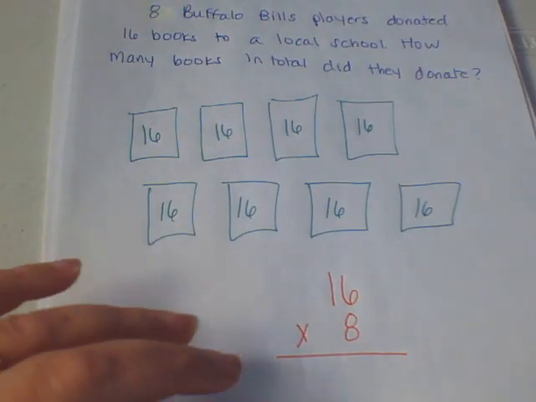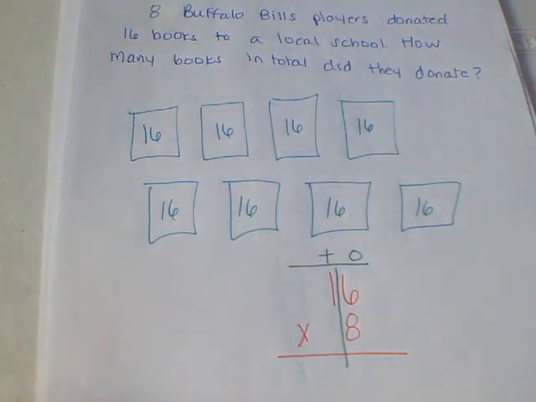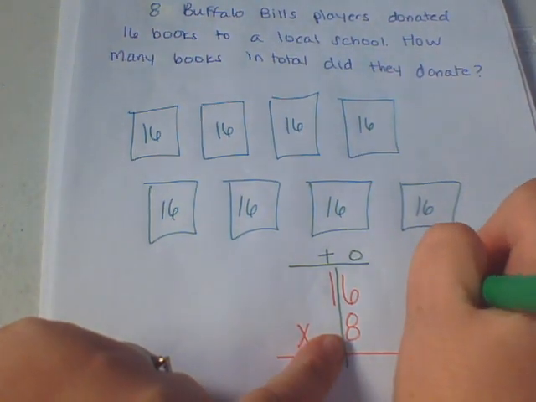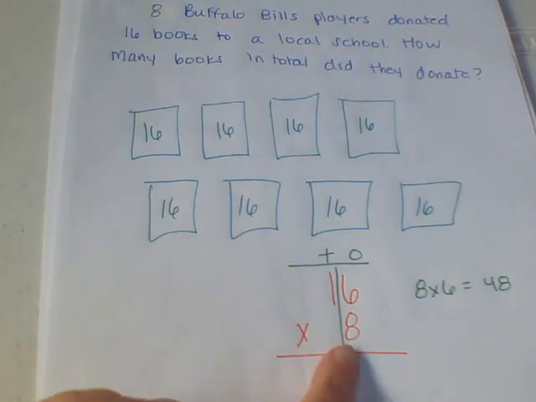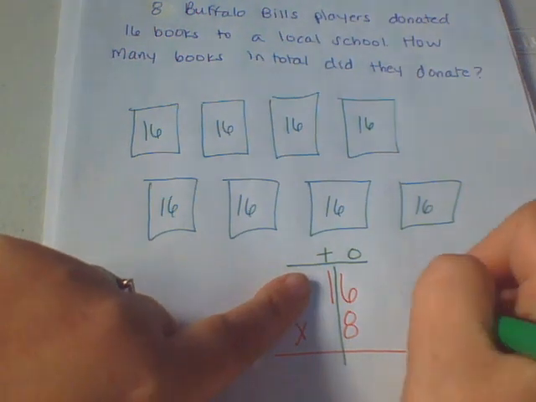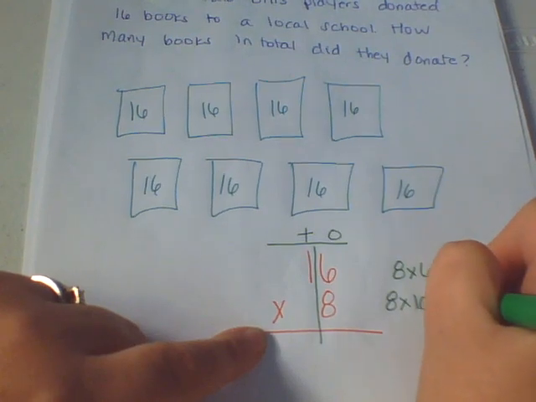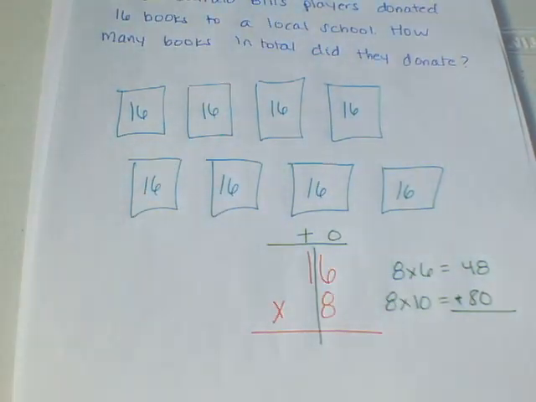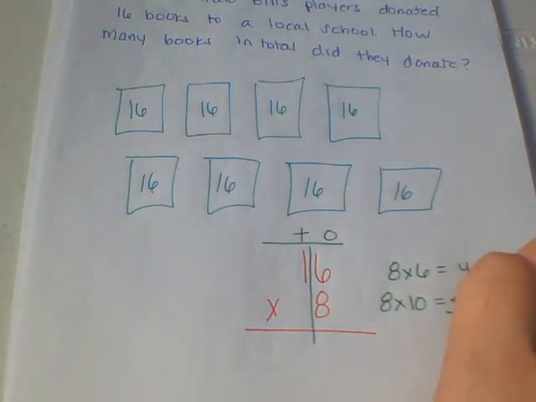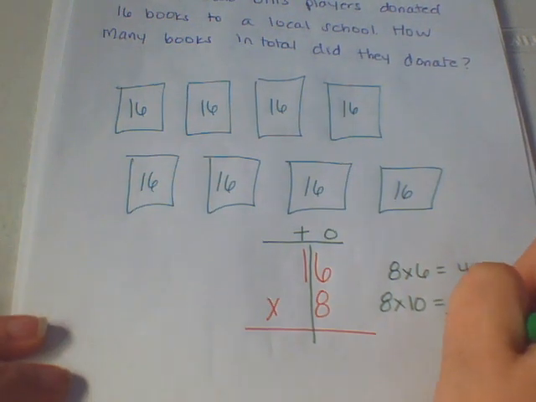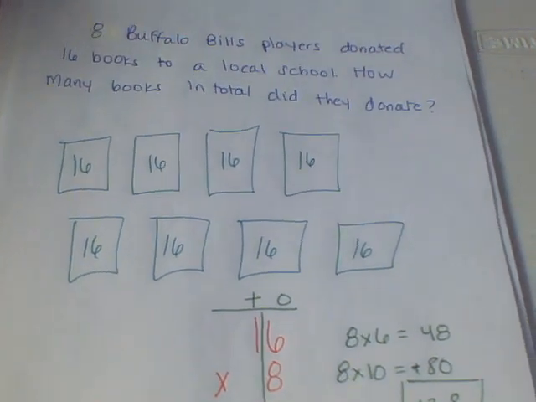Okay? And remember, you can go ahead and split up your place values, 1s and 10s. You have 8 times 6 ones. 6 times 8 is 48. Then you have 8 times 10 because you have 1 ten. And 8 times 10 is 80. Then you're going to take both of these numbers here and you're going to add them up. 8 plus 0 is 8. 8 plus 4 is 12. They donated a total of 128 books.